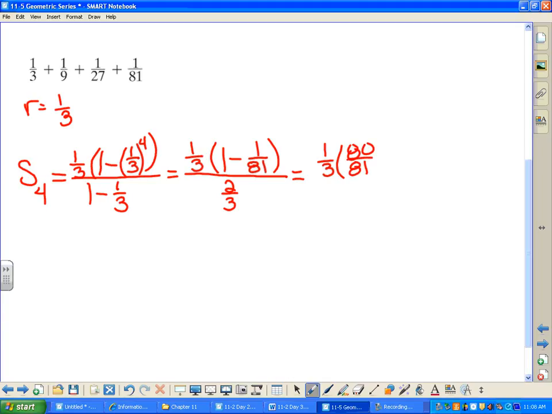No, because 1 is larger. Okay? And you're dividing that by 2/3, which is the same as multiplying by 3/2. Those 3's are gone. That 2 goes in there. And you get 40 over 81. There's your answer. Okay? Do you see how to do that? Be very careful when you're working with this formula. Okay. Then, let's see here. 16.